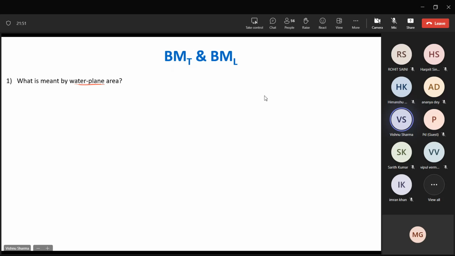How can I visualize it? Suppose your ship is floating at 6 meters draft. Okay. You imagine your ship is cut off at 6 meters draft and you remove the top part.